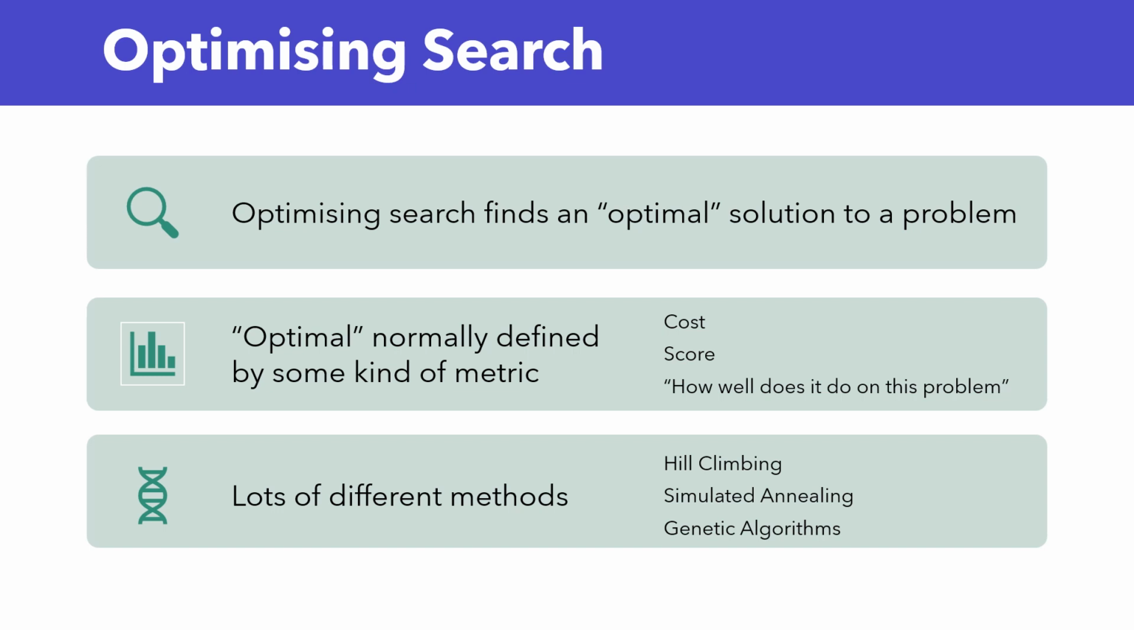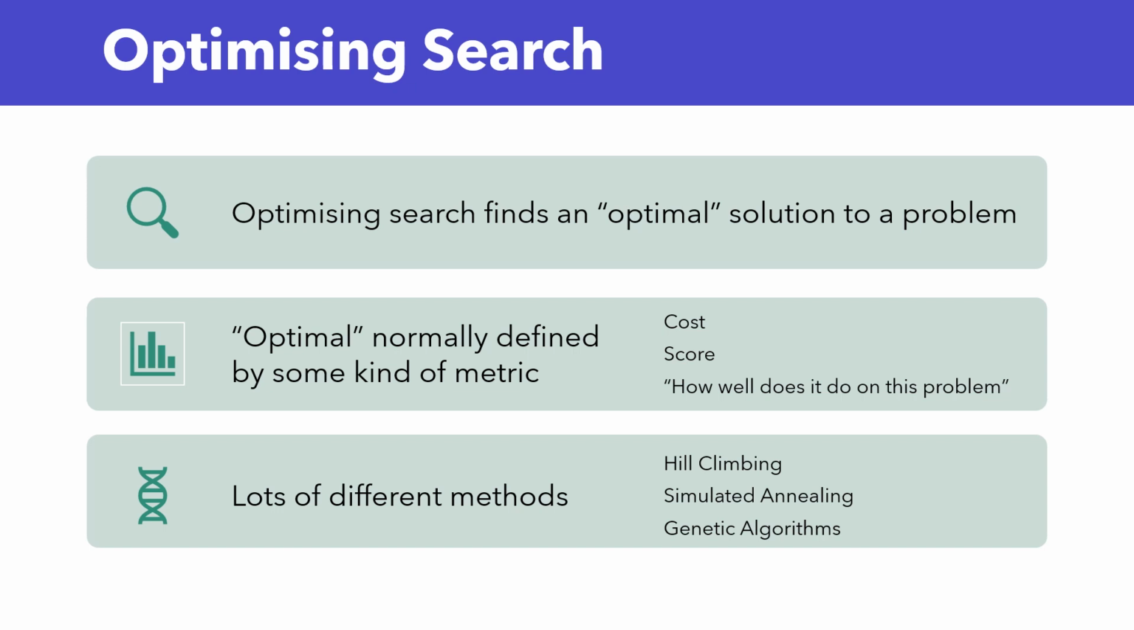These are methods which attempt to find an optimal solution to a given problem. In this case, optimality is normally defined via a metric function of some description, which describes how well a candidate solution does. This could be characterized in different ways depending on the problem. It could be a cost to minimize or a score to maximize.